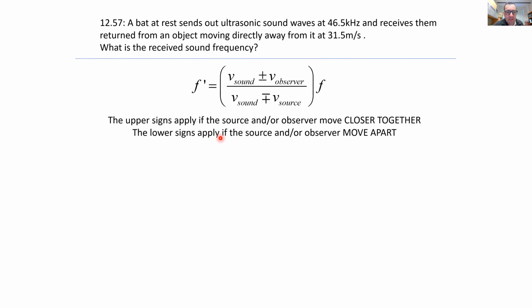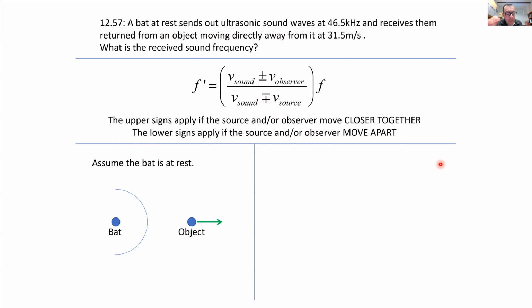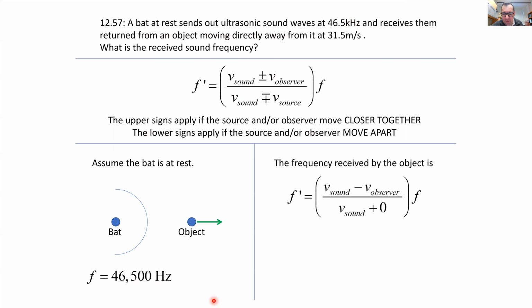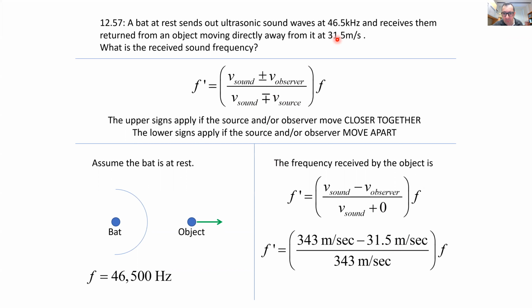So we use the formula, and in this case, the object is moving away from the bat, so they're moving apart, and so we're going to use the lower signs, minus up here in the numerator, plus in the denominator. Right? We have the bat at rest. There's a wave coming out. The object is moving away from it. The frequency of the emitted wave is 46,500 hertz. Right? That's what the kilo means. The frequency received by the object is this, with, as I said, the lower signs from the formula. Notice that this source has a speed of 0, and the observer has a speed of 31.5 meters per second.